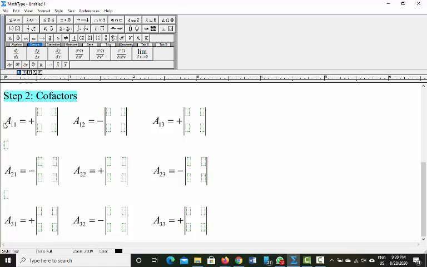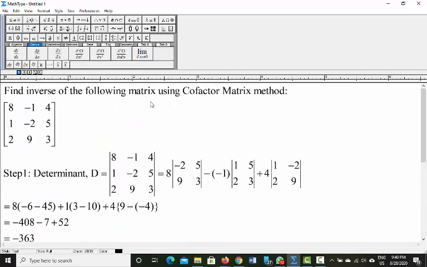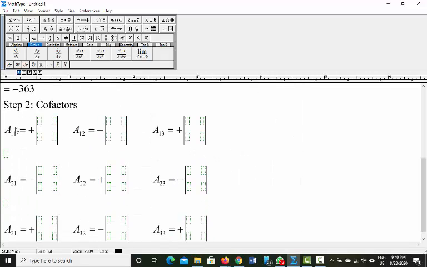So let us name the elements of the matrix first. Suppose the name of the matrix is A. So this is the first element. This element is in the first row and also in the first column. So let us name the element.